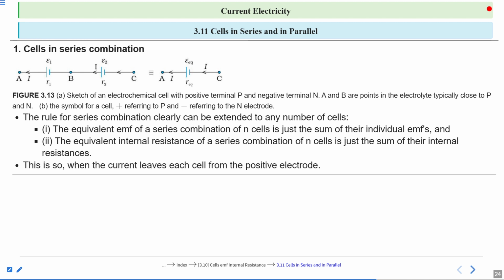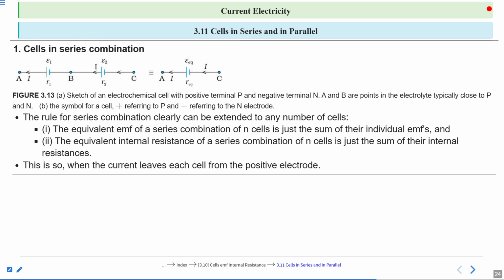This is so when the current leaves each cell from the positive electrode. So this is applicable when current leaves each cell from the positive electrode, meaning all the cells are connected in the right way: the negative terminal of one cell is connected with the positive terminal of the next. Then there is a simple sum of all the EMFs and a simple sum of all the internal resistances to get the equivalent EMF and equivalent internal resistance, when all the cells are connected correctly.